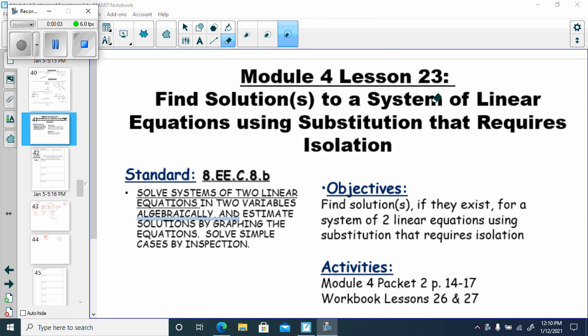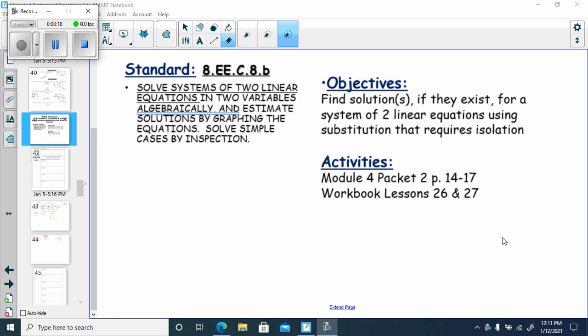This is Module 4, Lesson 23. We're just going to do a little bit on this one. I only have a few places where you might use this in our work. What we're going to do is find solutions, if they exist, using substitution that requires isolation. Now, what do I mean by isolation?